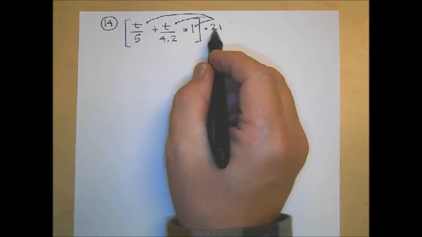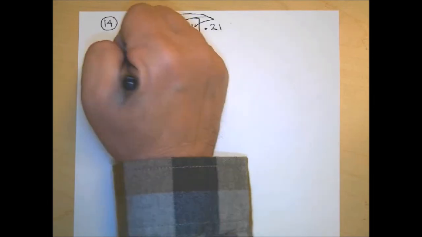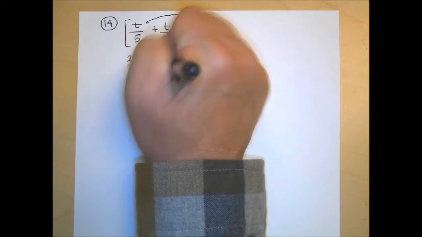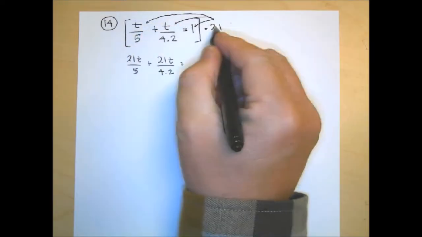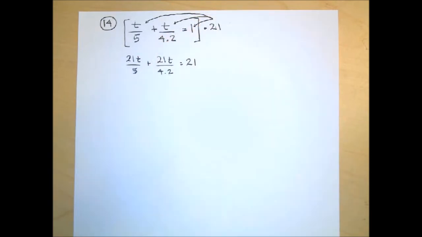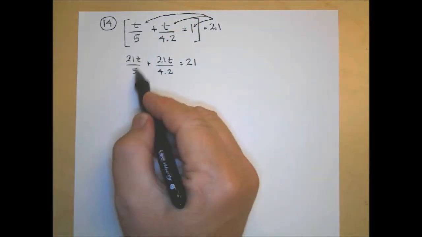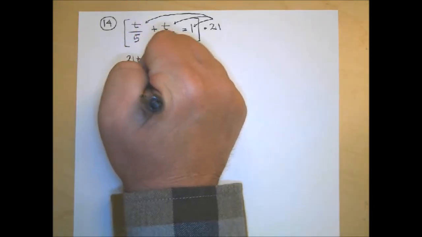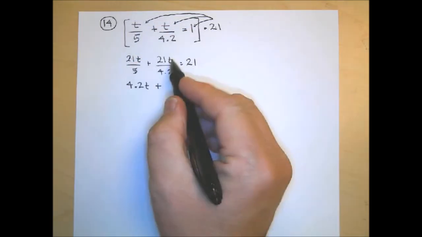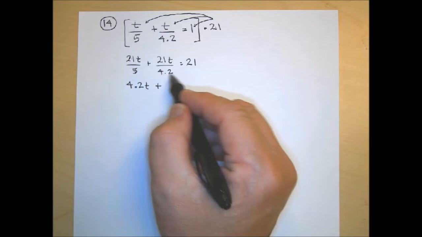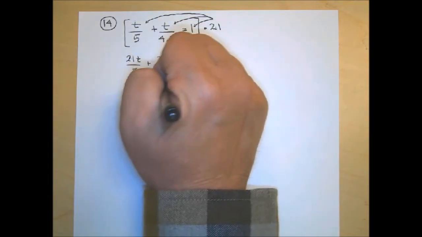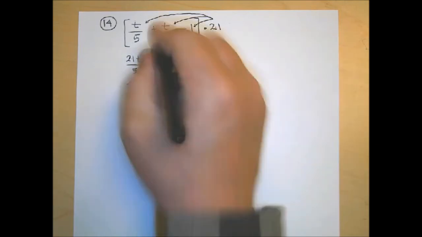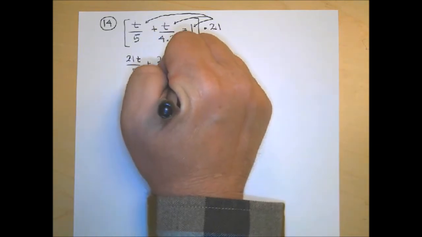Okay? So this would be 21t over 5 plus 21t over 4.2 equals 21 times 1, which is 21. Now, what is 21t over 5? Well, 21 divided by 5 is 4.2. So this would be 4.2t. 21t divided by 4.2 is 5. 21 divided by 4.2 is 5. And 21 times 1 is simply 21.